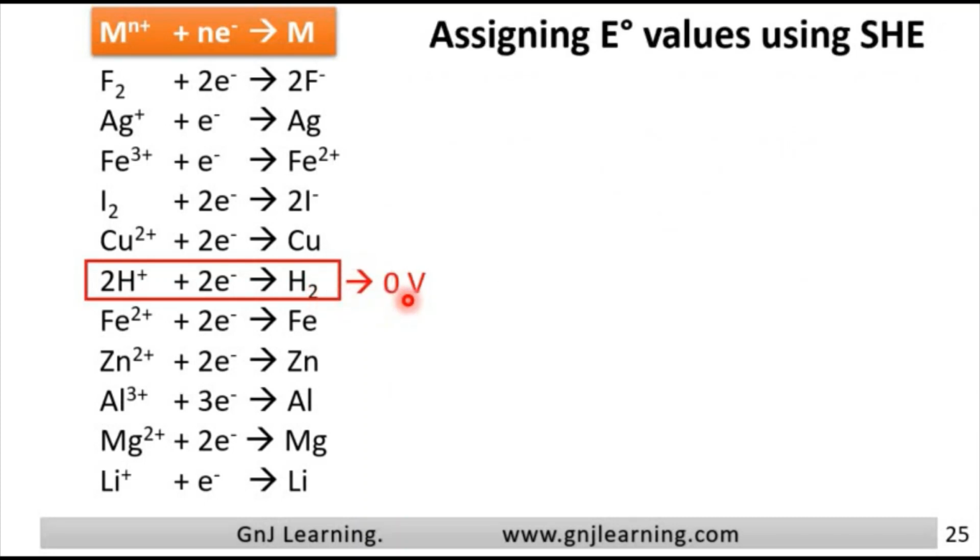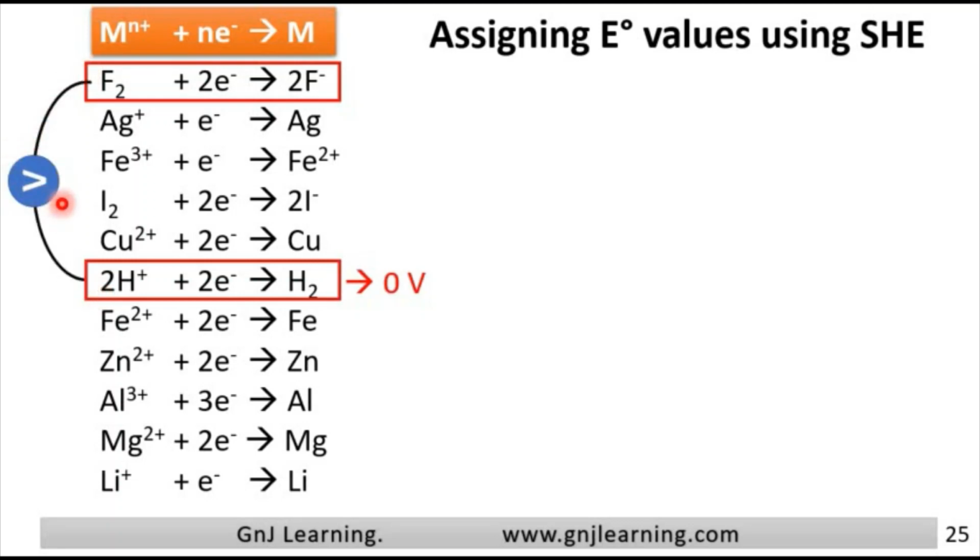I have already assigned the value 0 for SHE. Now I am first trying to find the value of the fluoride electrode using SHE, fluoride, which is of the highest potential. Now I have 2 half cells. While doing that, I must choose SHE always as anode. This is what we have to keep in mind. Now I connect this using an external wire that contains a voltmeter.